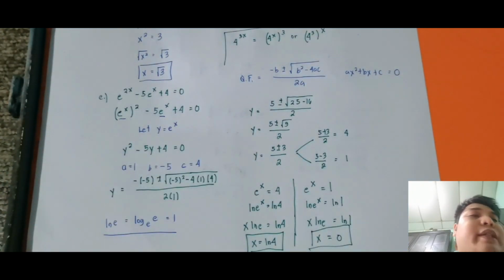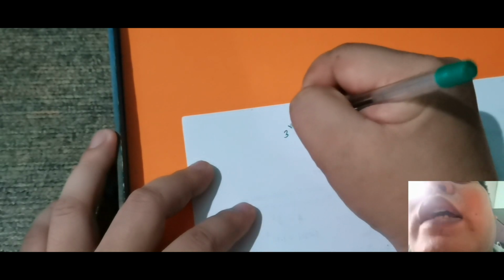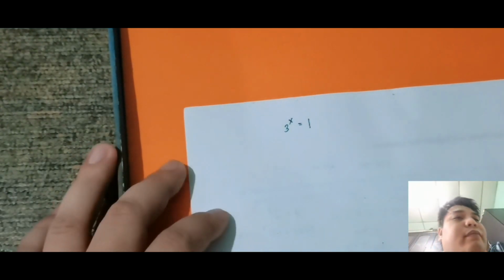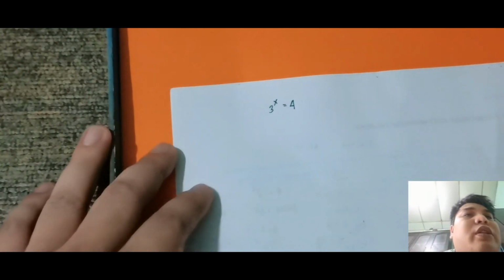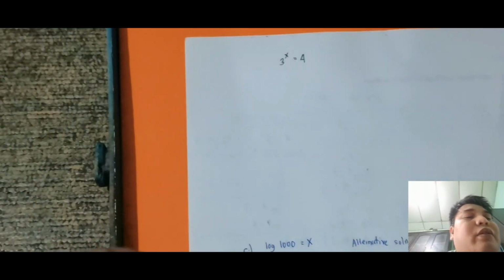Sa lahat ba ng oras, ln yung i-apply? Again, i-apply ko lang yung ln pag nakita kong e. Pero pag hindi e nakita ko, anong gagawin nyo? So, for example, nagkataon na lumabas is 3 raised to x is equal to 4. In this case, ang labo no? Sir, ang labo po dyan, kumbaga yung 4, hindi po natin kayang gawang base 3.